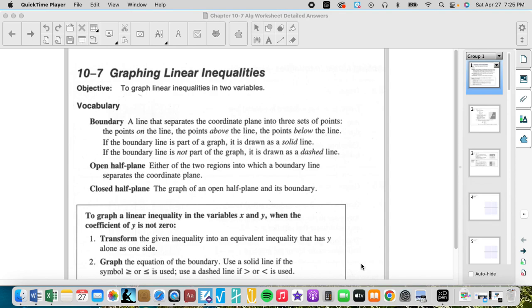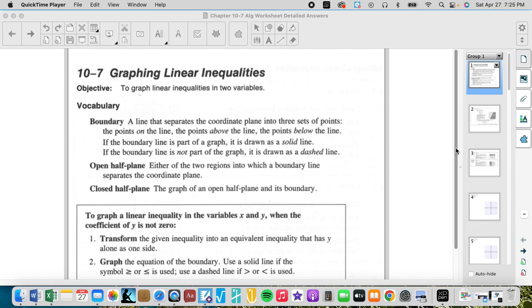Chapter 10, Section 10.7. We are continuing with inequalities. This time we're going to see it in graphing. We saw graphing on the number line when we had one variable, and now we are going to see it when we graph linear inequalities. That's two variables, and it's going to be plotted on an XY coordinate plane.